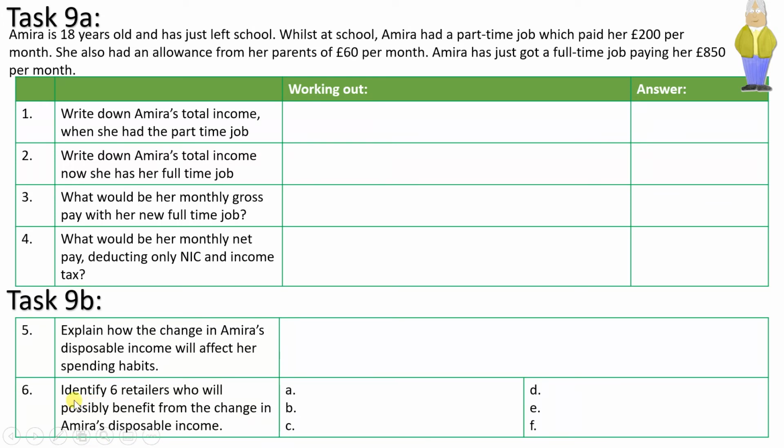And question 6. Identify 6 retailers who will possibly benefit from the change in Amira's disposable income. So think about 6 retailers and just name them, because that's what identify means. Name 6 retailers who would benefit from Amira earning more money. Possibly like the tomato soup retailer, but obviously you can't have the same retailer 6 times. You've got to think of 6 different ones.